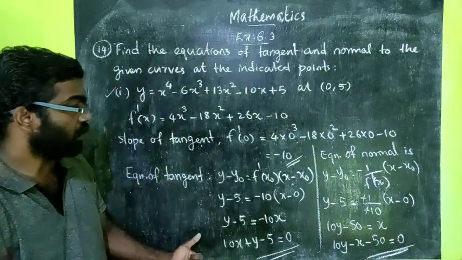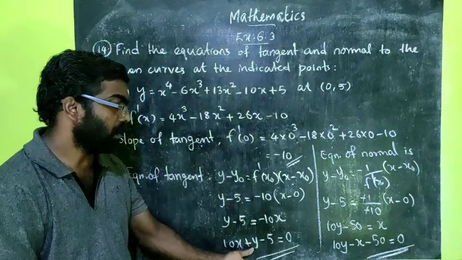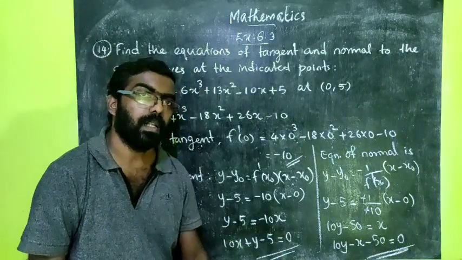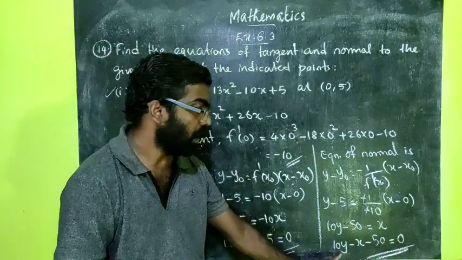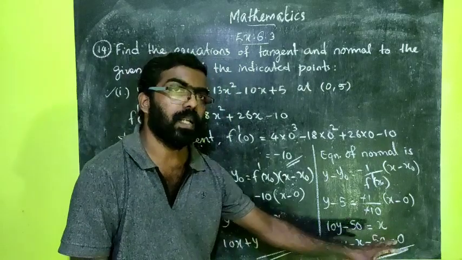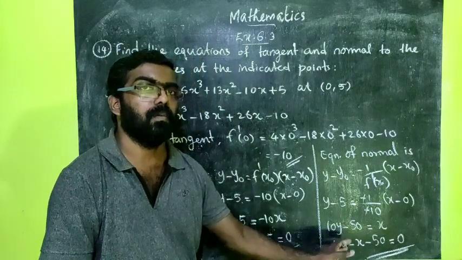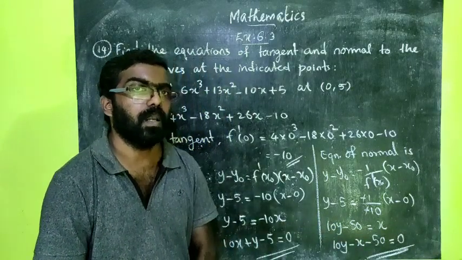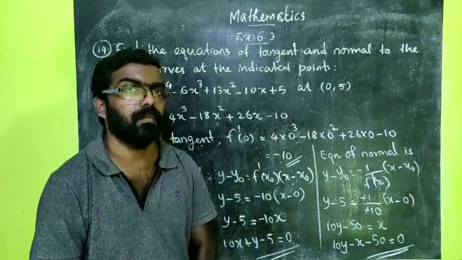Okay. So the equation of tangent is 10x plus y minus 5 equal to 0. And the equation of normal is 10y minus x minus 50 equal to 0. Or we can rearrange the terms. First we can write the x value, then y value and then constant term. Okay. All are correct. Clear?